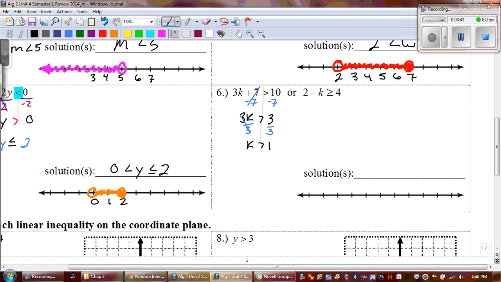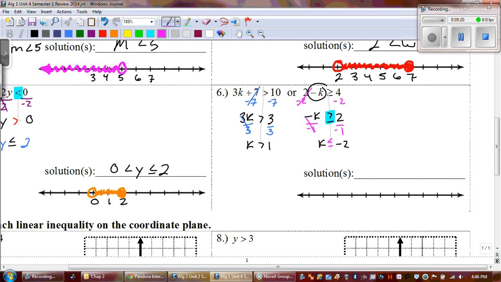Okay, that's our first one. Now, on the right, we have to subtract the 2 from both sides. And remember, that's a negative k is greater than or equal to 2. Now, the k is not by itself. We have to divide by -1. So we have k, 2 divided by -1 is -2. However, what did we just divide by? Oh, that's right, a negative. And when we divide by a negative, we have to flip the sign.